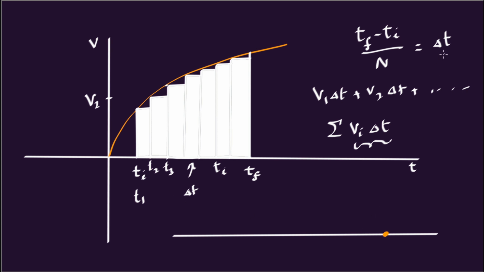But what if we made delta t very small? The smaller the time interval delta t, the less the velocity actually changes. So our approximation of constant velocity for each delta t becomes a better and better approximation. So let me show you with an animation what it looks like when we make delta t smaller and smaller and the number of intervals n larger and larger.